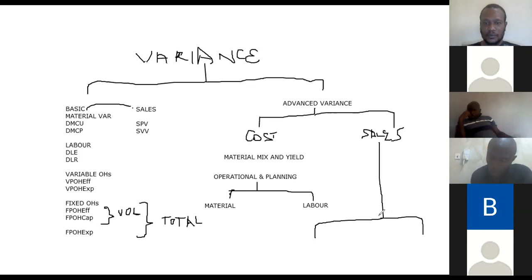So for sales, we'll now have mix and quantity. And then finally, okay, really finally, we'll have planning and operational. Or did you say operational and planning? It's really planning and operational.